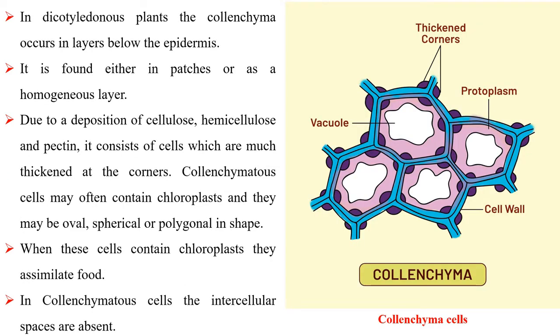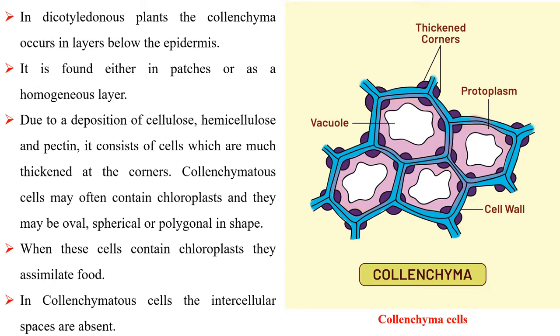In dicotyledonous plants, the collenchyma occurs in layers below the epidermis. It is found either in patches or as a homogeneous layer. Due to a deposition of cellulose, hemicellulose and pectin, it consists of cells which are much thickened at the corners.